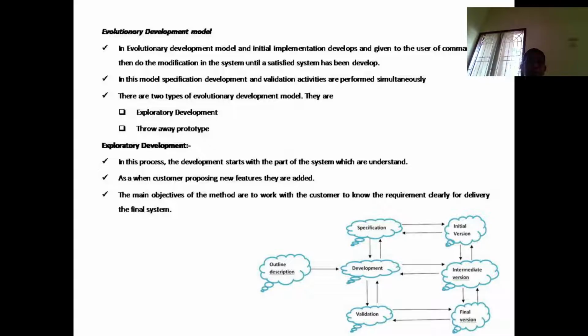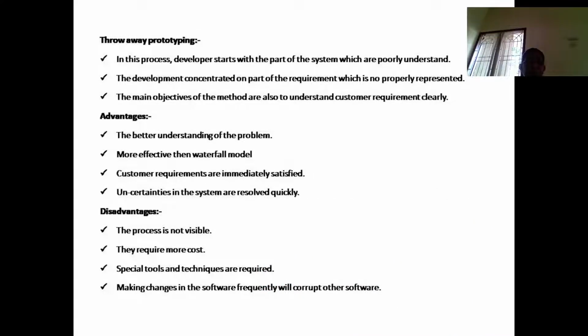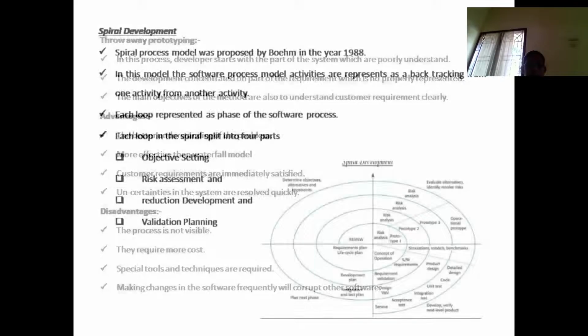Evolutionary development model. In this model, specification, development and validation activities are performed simultaneously. Here there are the exploratory development model and the throwaway development model. Okay. Here are the advantages and disadvantages of the evolutionary development model. The advantage is a better understanding of the problem. The disadvantage is that the process is not visible.